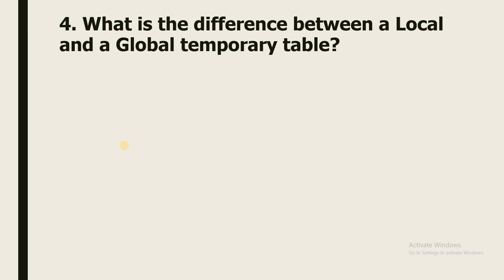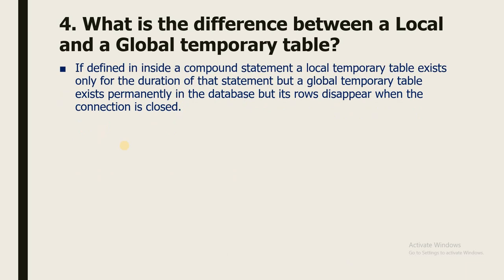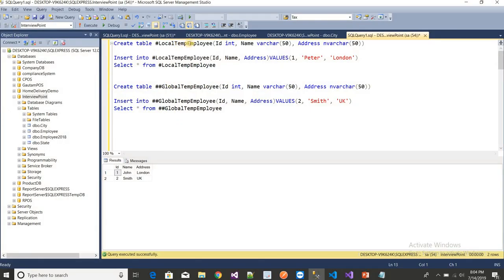Okay, so the next point is, what is the difference between a local and a global temporary table? It is also a very important question. If defined inside a compound statement, a local temporary table exists only for the duration of the statement, but a global temporary table exists permanently in the database, but its rows disappear when the connection is closed.